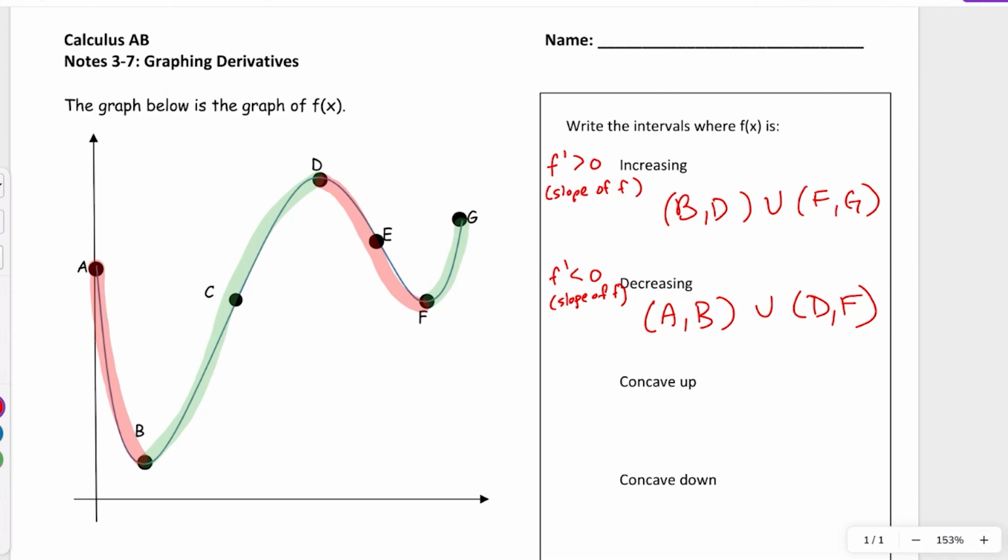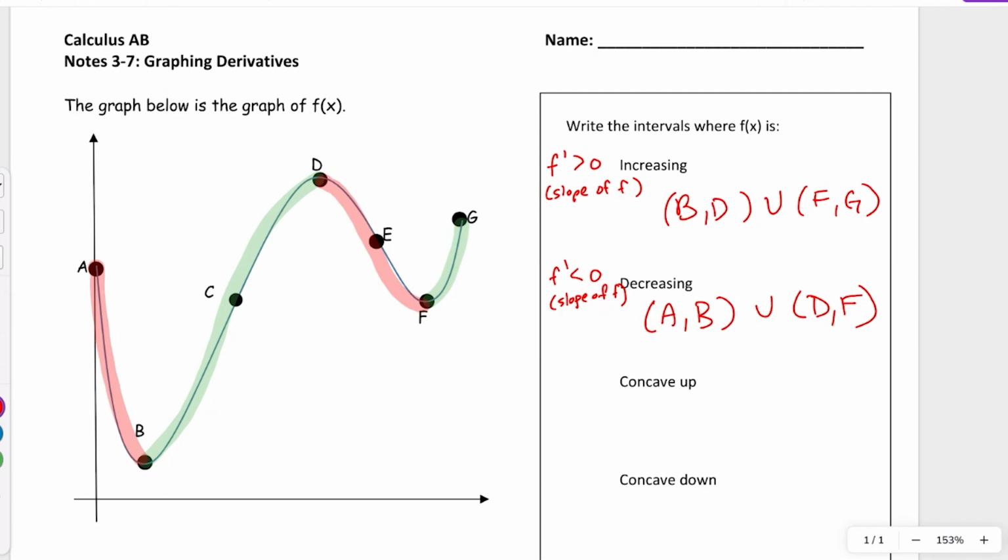But now let's talk about when the function is concave up versus concave down. Now, I'm going to make an assumption here. I'm going to assume that C and E are the inflection points. In other words, those are going to be the points where the concavity changes. There's really not enough information here to make that decision for sure, but I'm going to go ahead and assume that to be true just for the sake of argument.